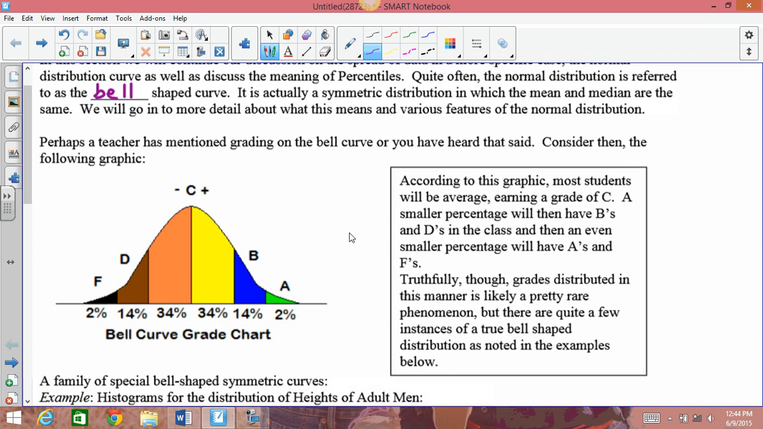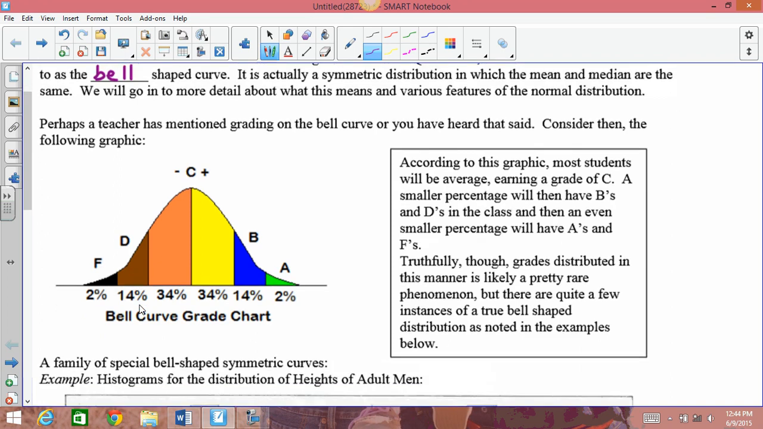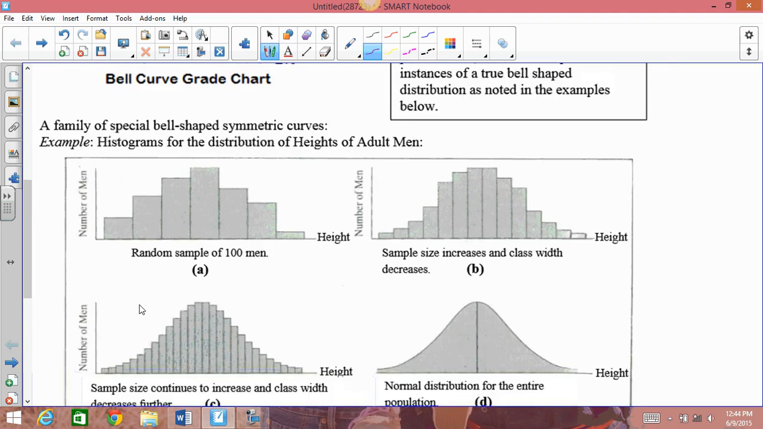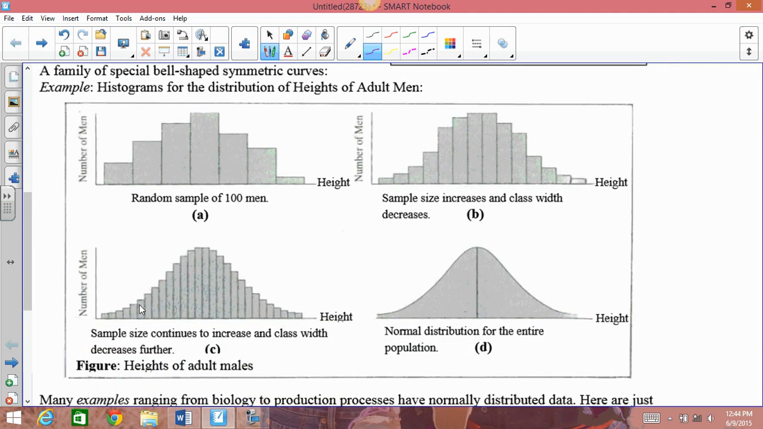Over here in the text box, I say a little bit more about that, but truthfully, it's very rare for grades in a class to follow a normal distribution. I can speak from experience that most often you find them in a more skewed pattern, where generally more folks are in the passing range and fewer are in the D-F range. With that said, there are common occurrences where you see the normal distribution, the bell-shaped curve, quite often.